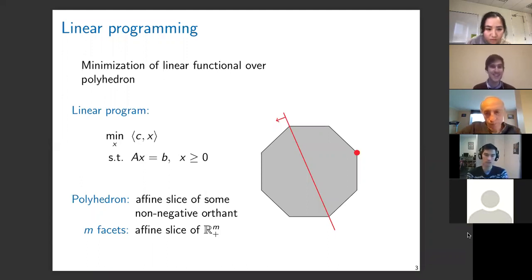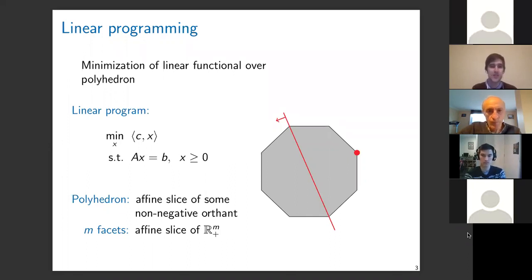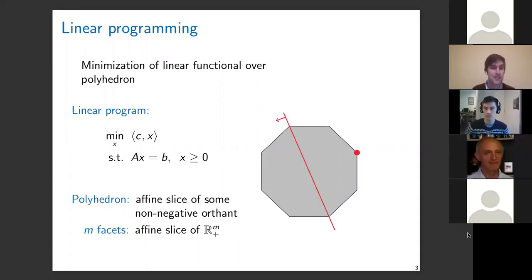Okay, so what is linear programming? It's the minimization of a linear functional over a polyhedron. This is probably familiar to everybody, I hope, but just to fix our terminology, and particularly the way we're going to think about a polyhedron, we're going to think of it geometrically as the intersection of the non-negative orthant in some dimension, and the dimension of that orthant will correspond to the number of facets, typically, of this polyhedron. We'll think of this non-negative orthant intersecting with some affine space. Okay, so that's the way we want to think about polyhedrons. And so the number of facets is going to correspond to the size of this non-negative orthant.